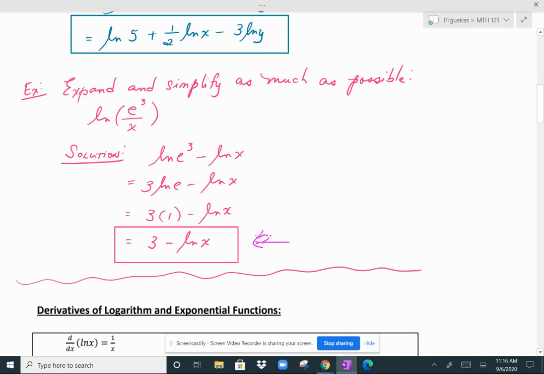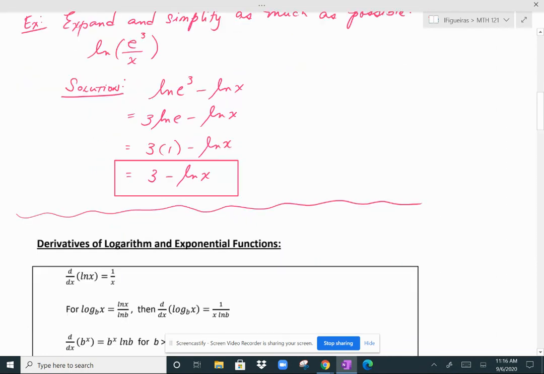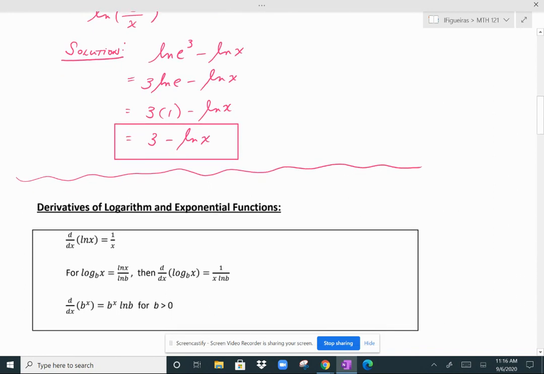All right, so now let's start talking about derivatives. All right, so we have derivatives of your logarithmic and exponential functions. So we have the derivative of ln of x is equal to 1 over x. So first thing you should memorize, it's a new rule for us. So whatever you're taking ln of, that would end up in the denominator.